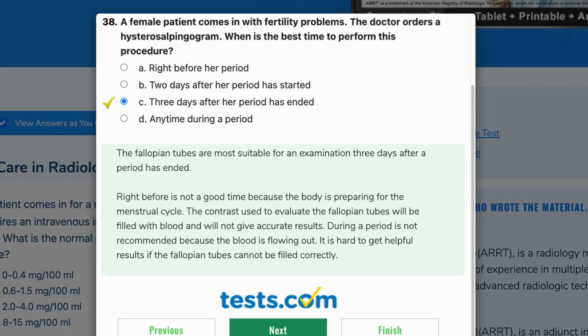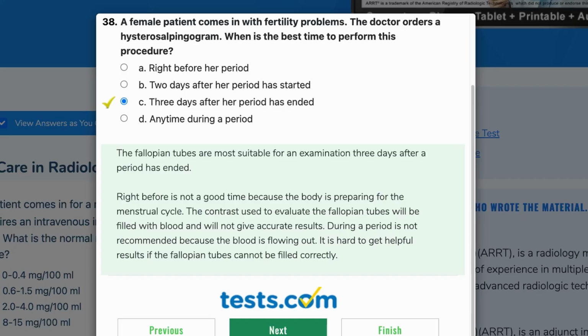The fallopian tubes are most suitable for an examination 3 days after a period has ended. Right before is not a good time because the body is preparing for the menstrual cycle. The contrast used to evaluate the fallopian tubes will be filled with blood and will not give accurate results. During a period is not recommended because the blood is flowing out.